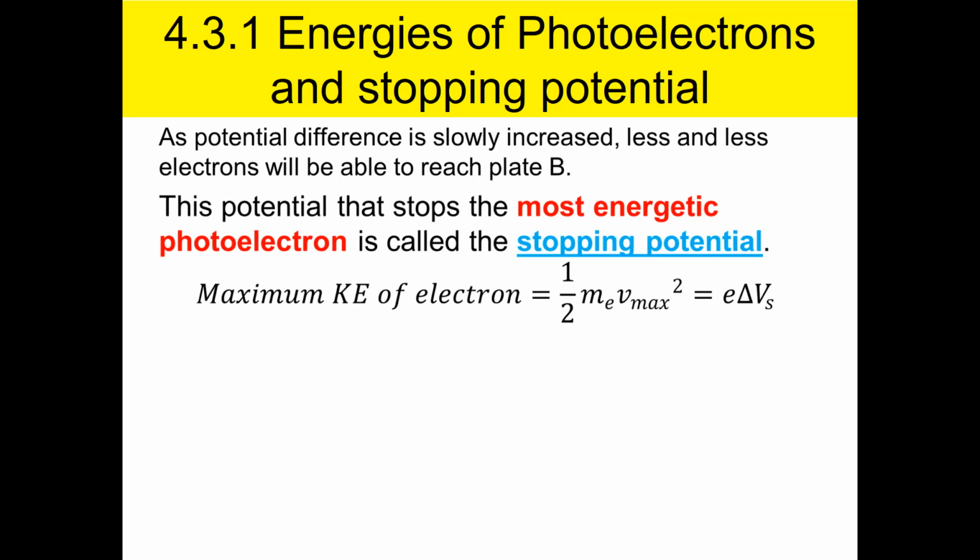This equation shows how to measure the microscopic through the macroscopic. Right? I can measure the speed of the electron through the potential difference of the plate. Amazing.